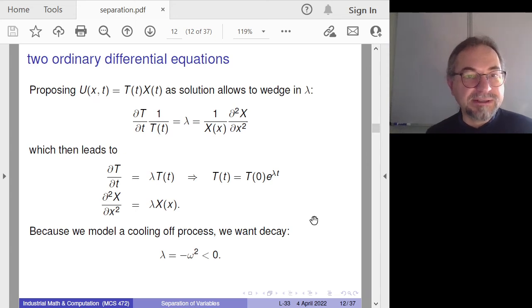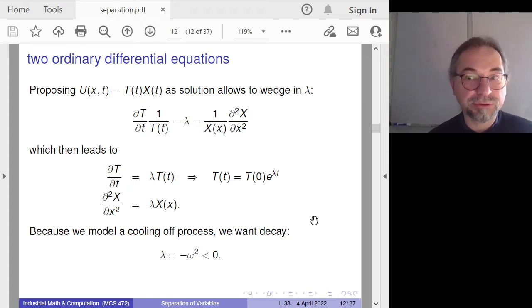Good, so here it is, and now we are 12 slides in, almost 15 minutes into this lecture. I hope that now the main point comes in, what the separation of variables buys for us. Well, we have two ordinary differential equations, and ordinary differential equations we can study.